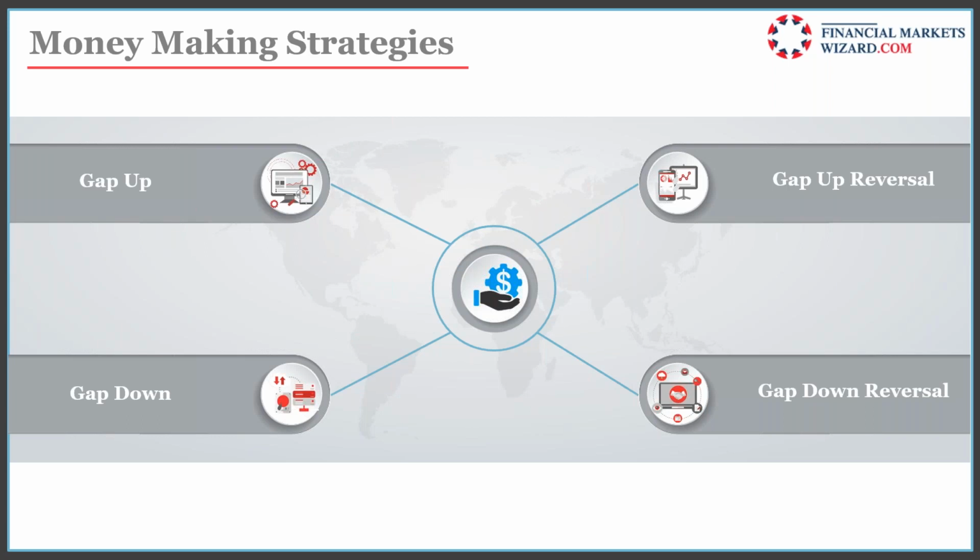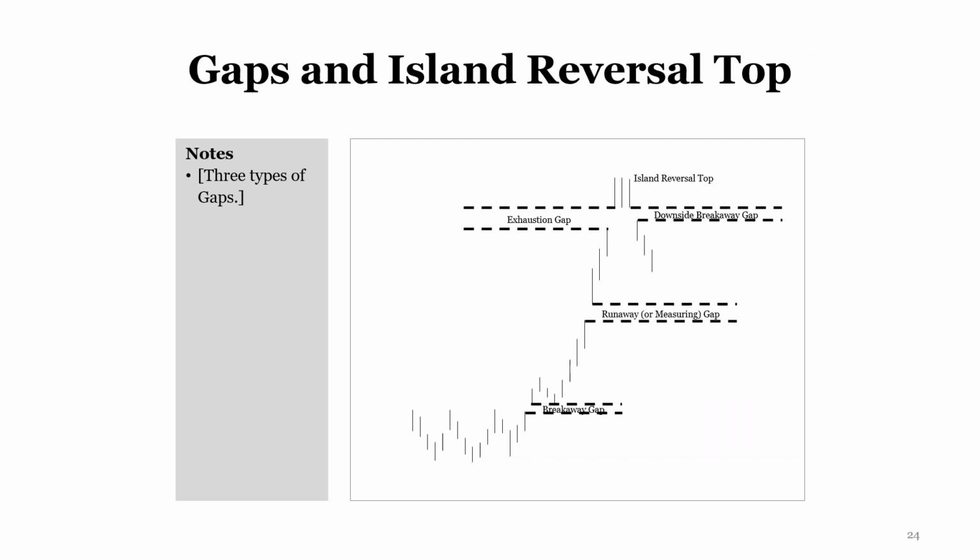And then I also talked about these 4: gap up, reversal, gap down, and gap down reversal. So I trade these often, and I went into detail what I do and how I do. I will talk about this some other time. So today, I want to talk about gaps and island reversal top.